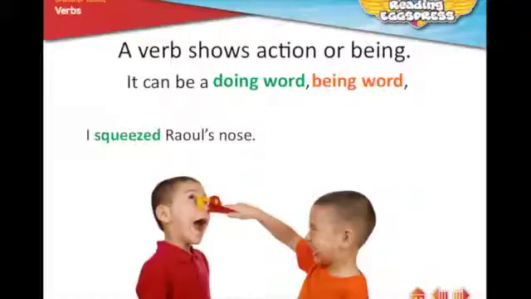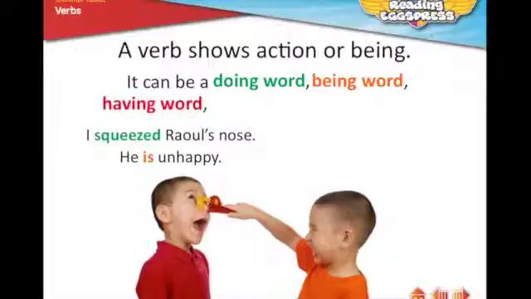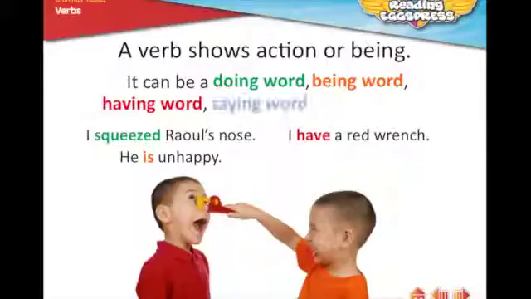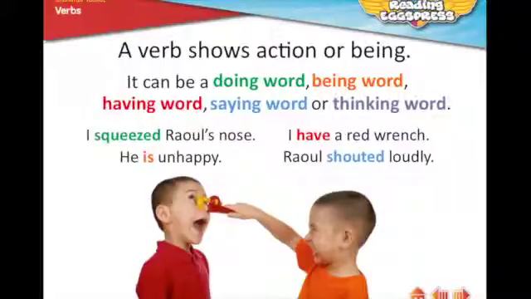Then it will show a being word. The verb can also be a being word, and it will be color-coded here. An example: he is unhappy. And likewise, a having word in red, and "I have a red branch" is a having verb. A saying word, which is another form of a verb, and then the last one, a thinking word in purple, and it just gives you an example.